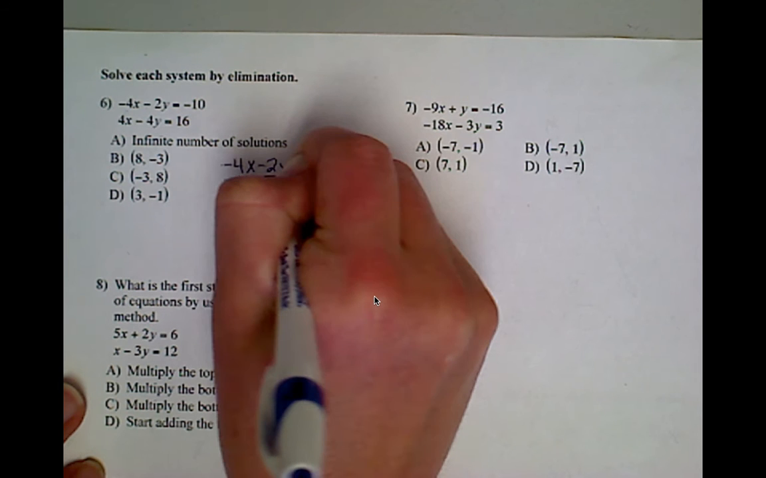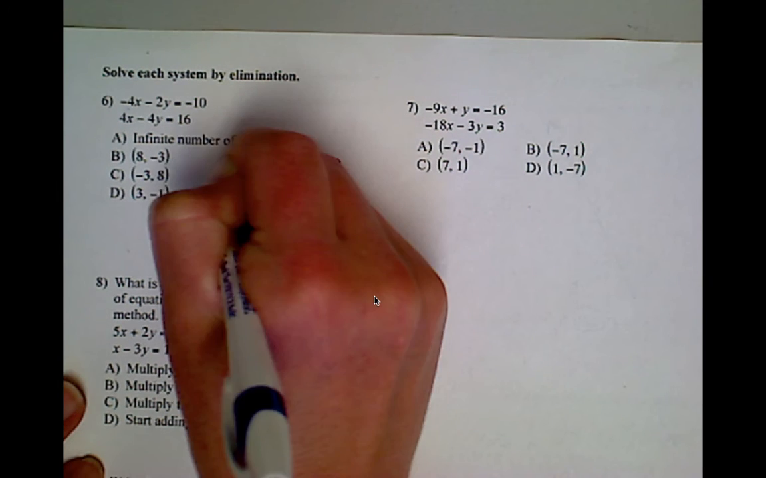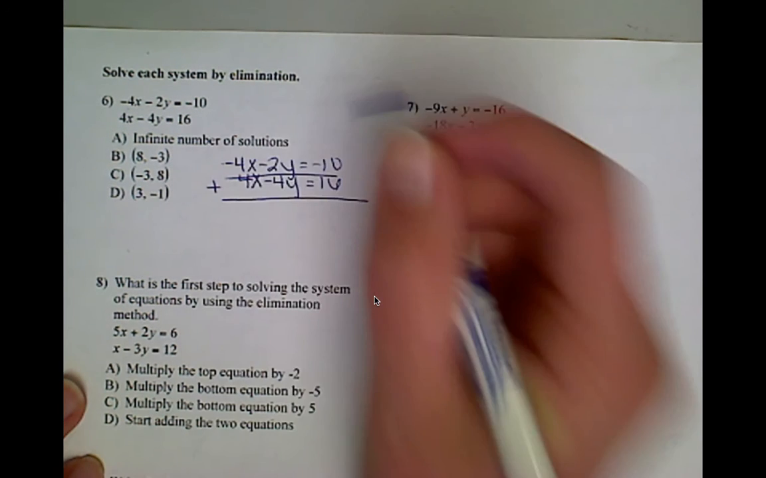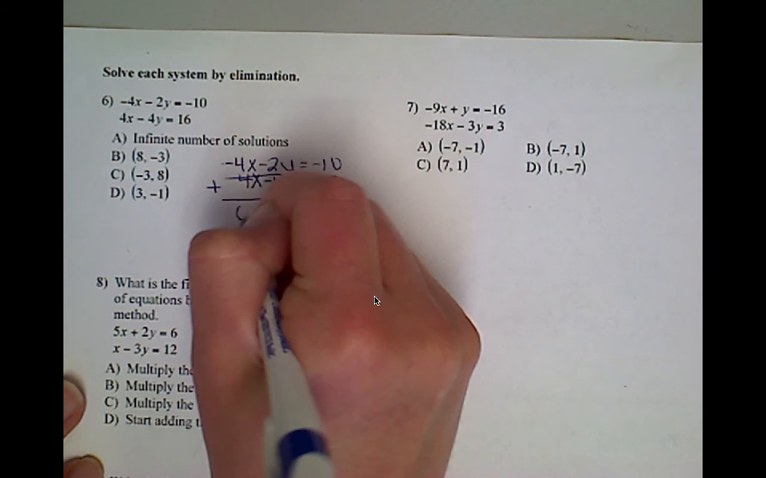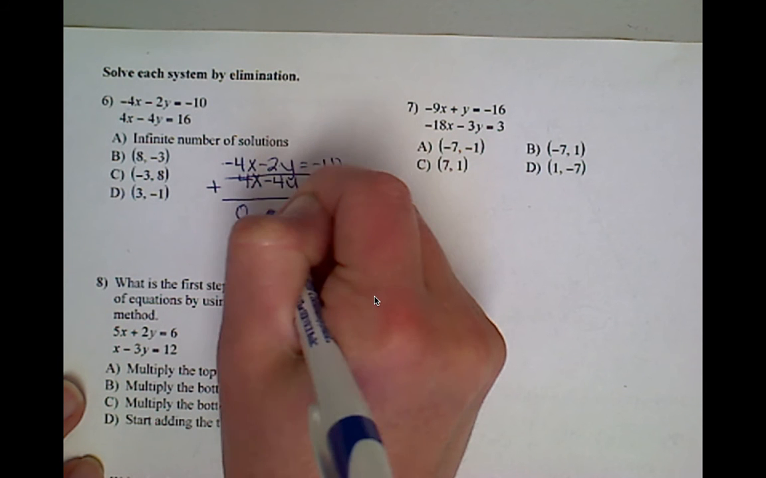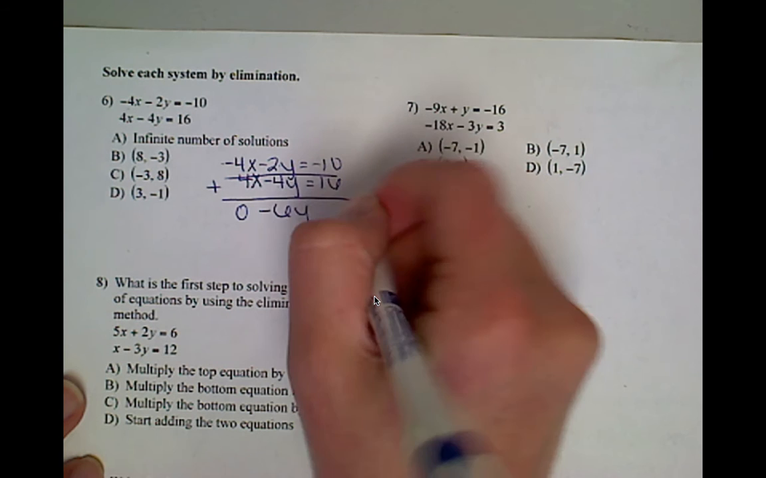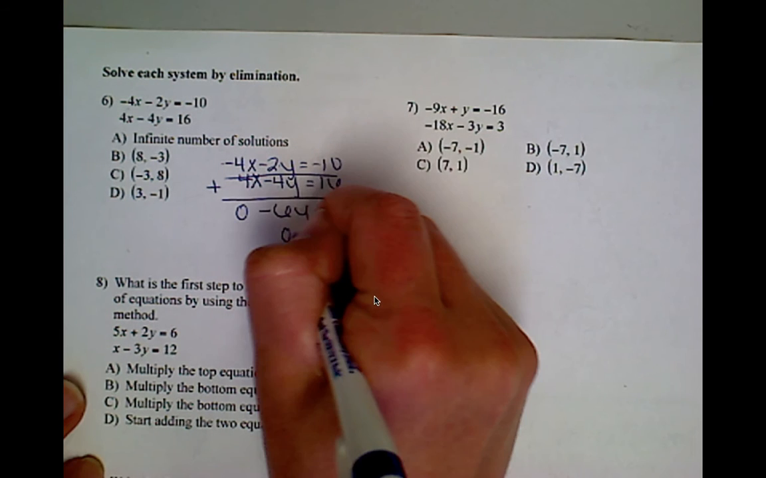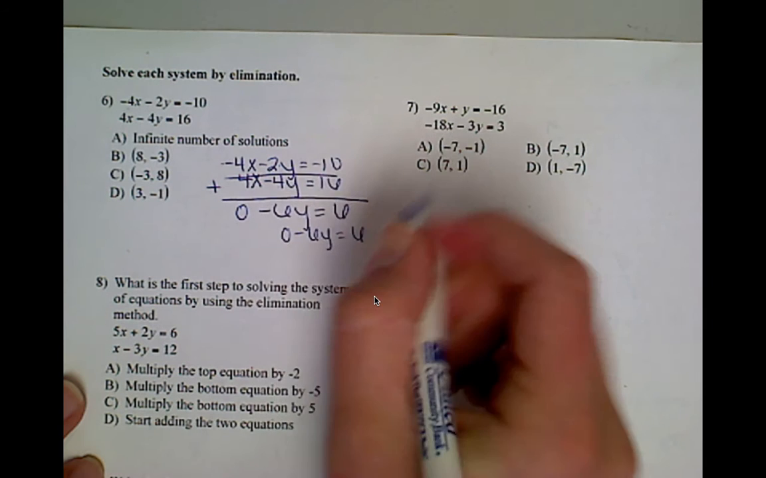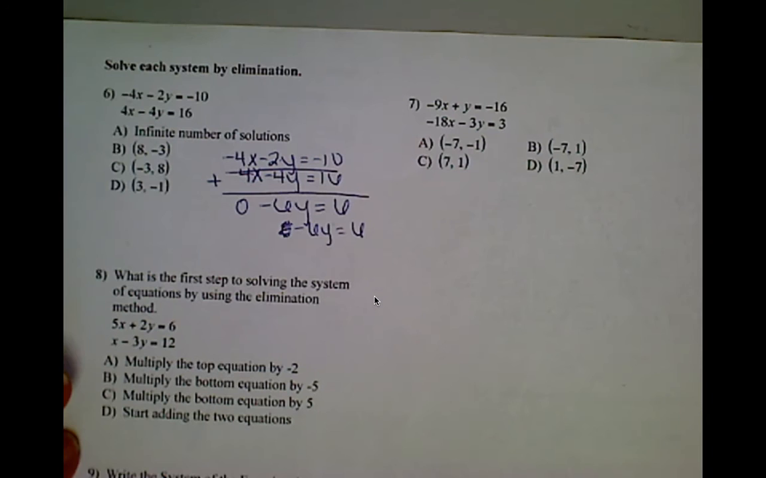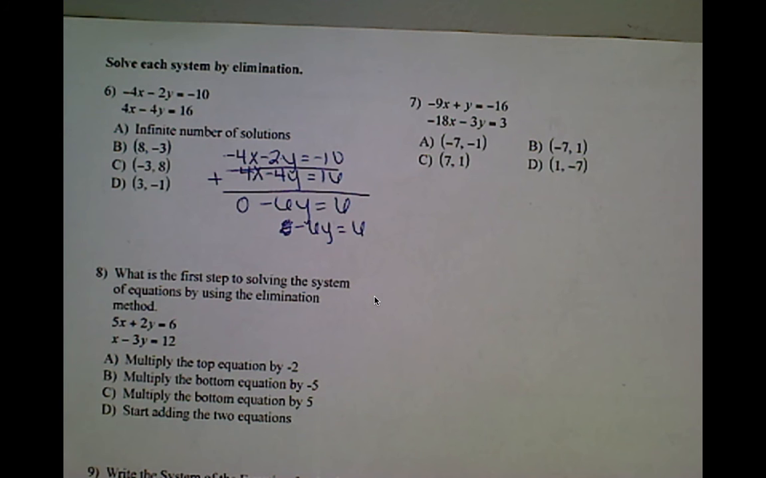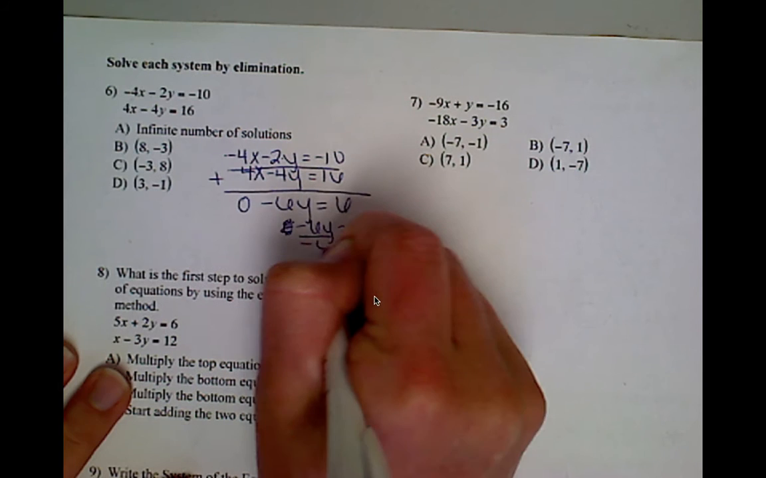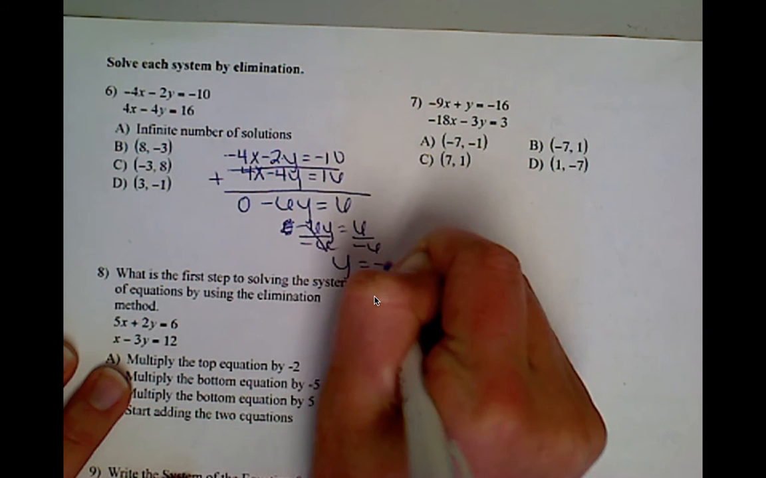4x minus 4y equals 16. Now I'm going to add them together. Negative 4x plus 4x adds up to 0. Negative 2 minus 4, check it in your calculator, adds to negative 6y. And negative 10 plus 16 is going to add up to 6. So we have 0 minus 6y equals 6, which we don't really need the 0 because we know 0 minus something is going to stay exactly how it is. So I'm going to solve for y by dividing by negative 6. And y equals negative 1.